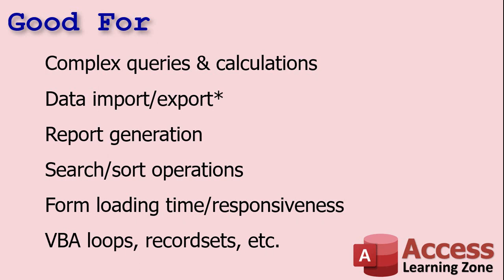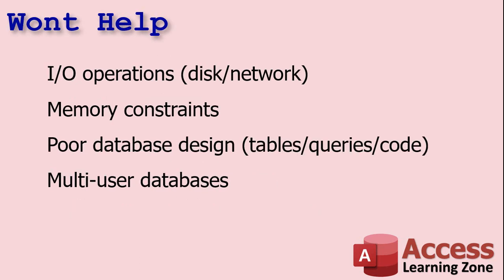You got a lot of iterative record set loops, those should run faster. And it won't help, again, I/O operations mostly. Memory constraints, meaning if your database is really, really big and it can't all fit into RAM, then that's not going to help you. You know, if you only got a gigabyte of RAM and you've got a bigger database than that, then no. Because Access has to keep constantly swapping in and out of memory to the hard drive, and so that's going to slow you down.